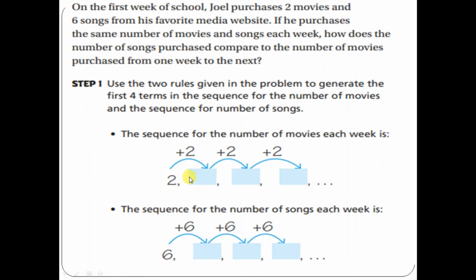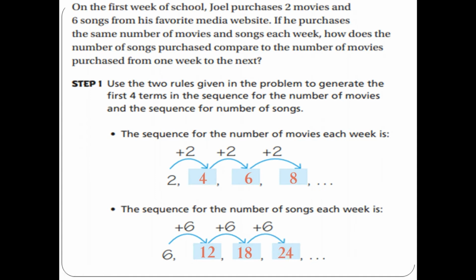Then in week 2, he will purchase 2 plus 2, which is 4 movies. Add another 2 movies. In week 3, he will have 6 movies. After the third week, in the fourth week, he will purchase another 2 movies. That will be 8. Regarding how many songs he will purchase in the 4 weeks: in week 2, he will purchase 6 plus 6, which is 12 songs. Another 6 the third week, he will purchase 18 songs. Add another 6, and it will be 24 songs.